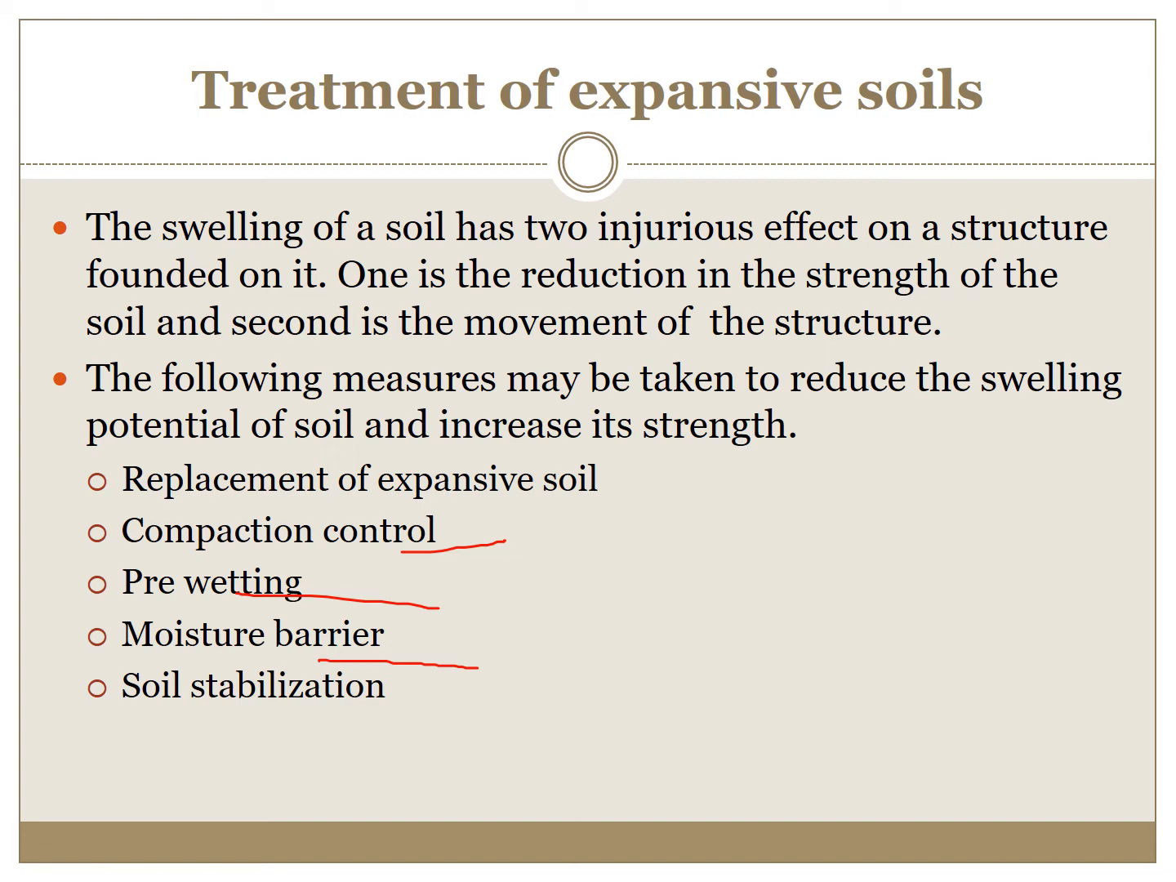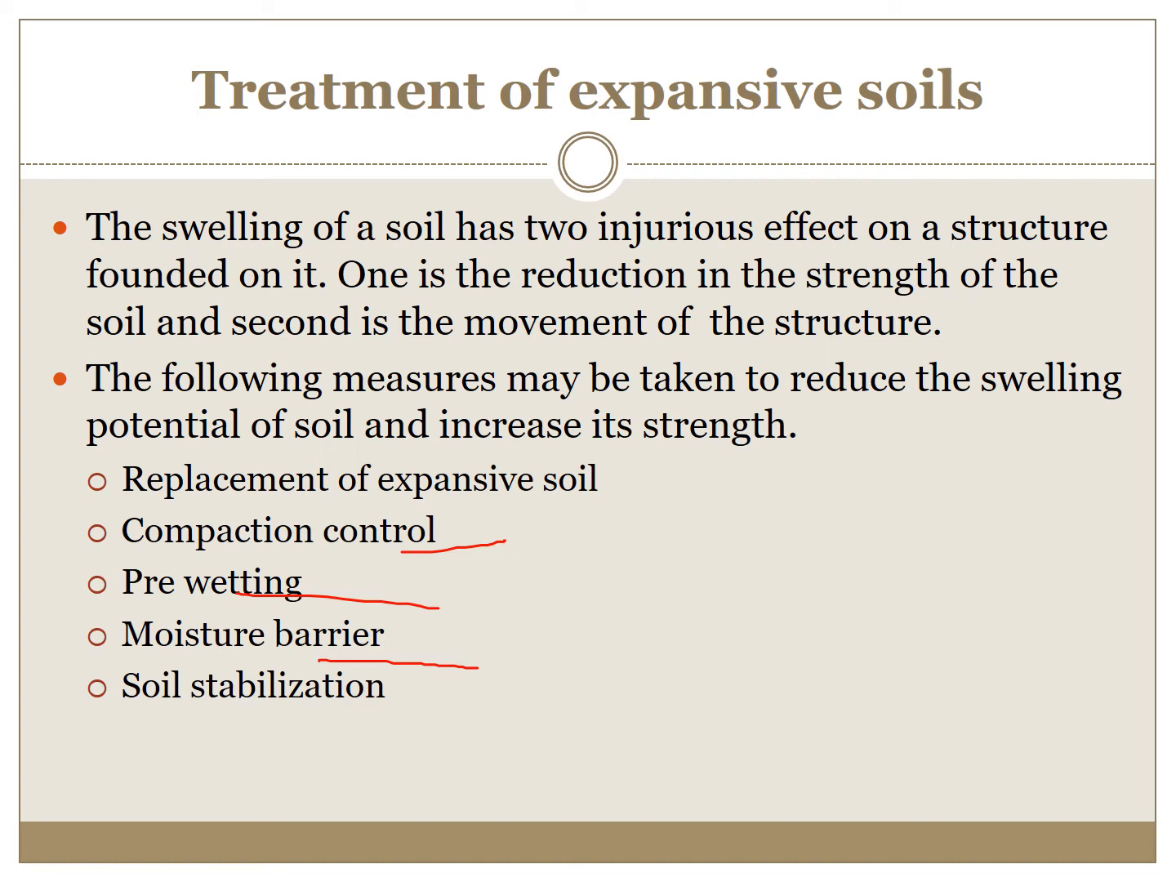In a vertical barrier, a vertical trench about 15 centimeter wide and 1.5 meter deep, filled with gravel or lean concrete or lime fly ash, has been found quite effective as a moisture barrier. The moisture barrier should be supplemented with an adequate drainage system. Next treatment for expansive soil is soil stabilization.